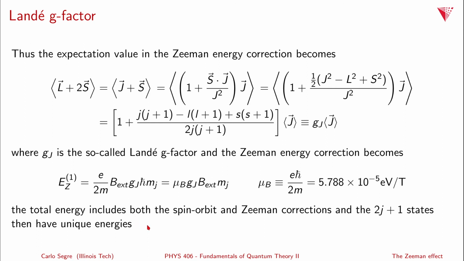The total energy, therefore, includes both the spin-orbit and the Zeeman corrections, and the 2j plus 1 states have unique energies, because the energy depends on m sub j. So you split the degeneracies of the 2j plus 1 levels with this Zeeman effect.